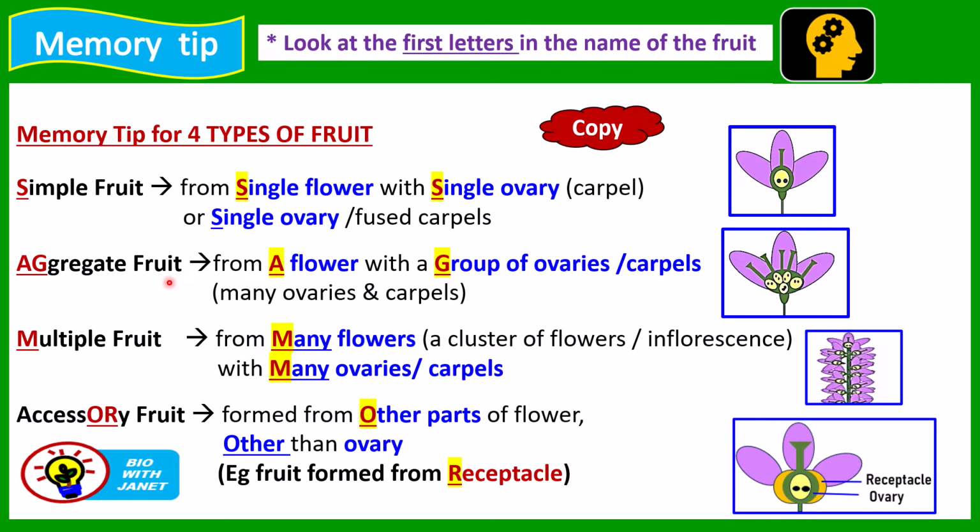Now, aggregate fruit. The two letters here, AG. A stands for a flower. It's formed from a flower, with a G for group of ovaries. One flower, but it doesn't have only one single ovary. It has a group of ovaries or carpels, or many ovaries and carpels. So aggregate: A for a flower, G for a group of ovaries.